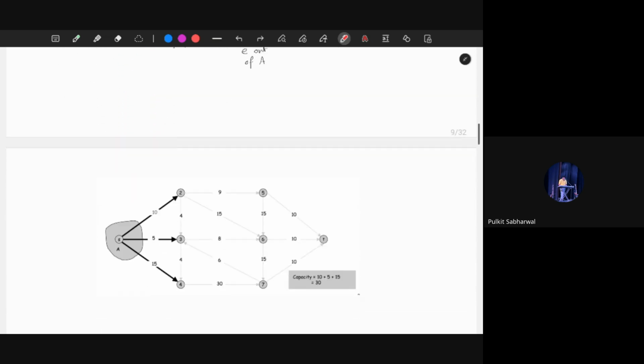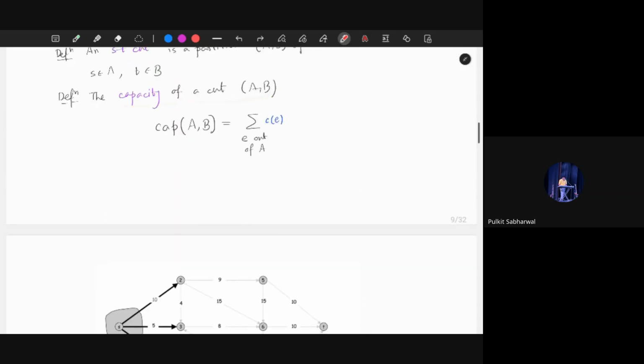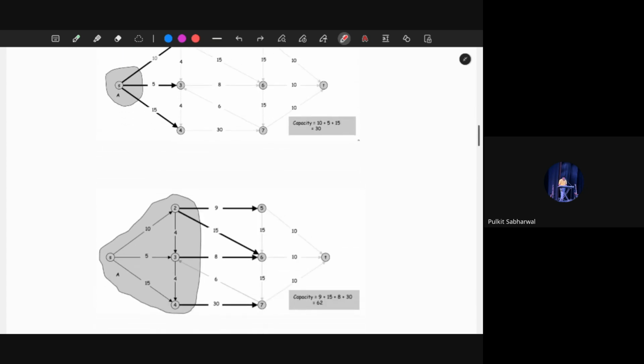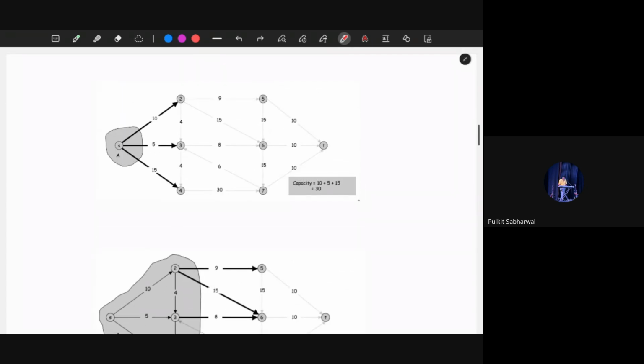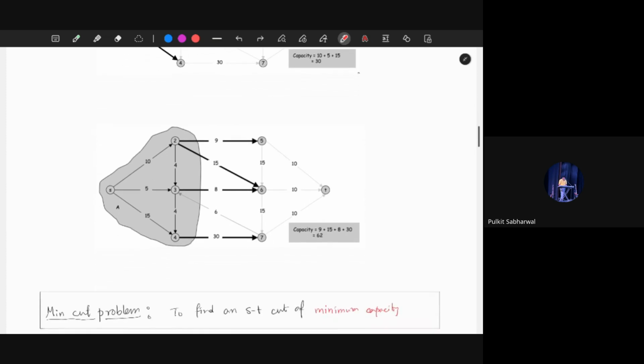Don't worry. So yeah, the second thing is capacity, the capacity between these partitions. I take all the edges that are coming out from one side, and I sum those capacities. So for example, if you take A to be only this S, and B to be the rest of the network, the capacity becomes the sum of all the capacities of these edges. Here in this case it is 30, or maybe this.